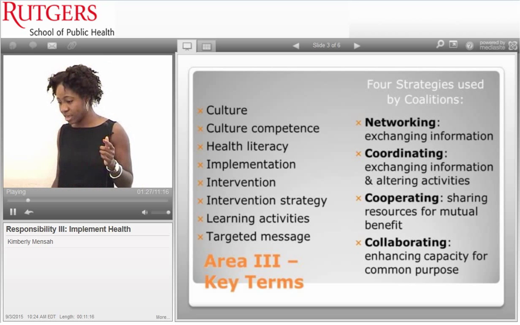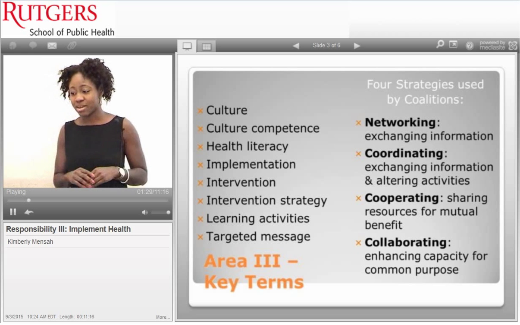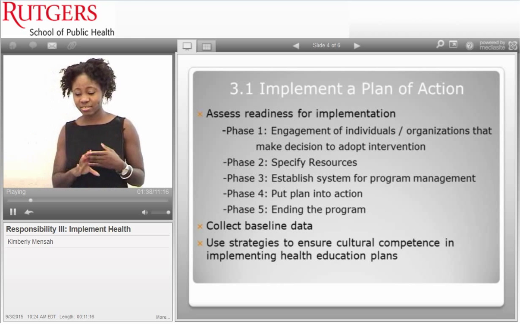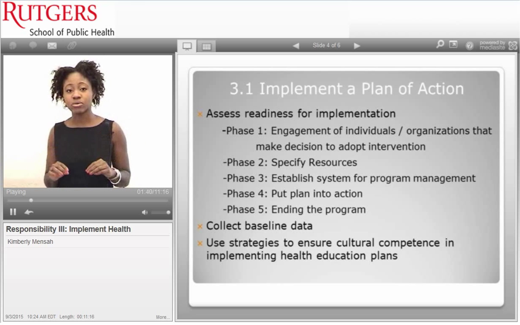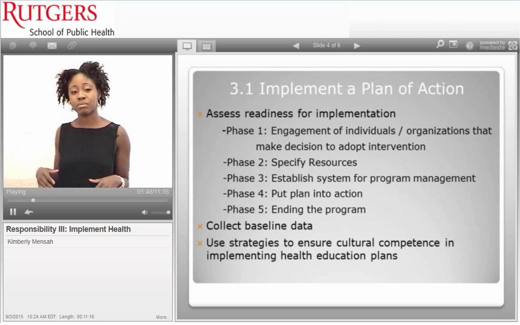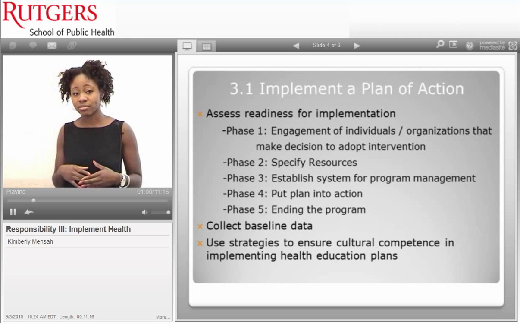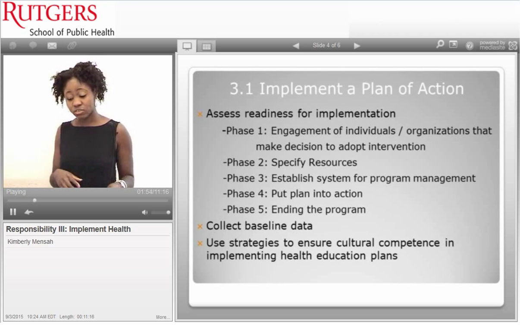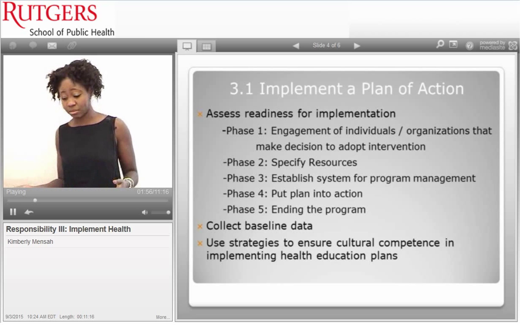So moving into 3.1, implement the plan of action. Are you ready to implement? This is actually broken down, again, into 4 phases. Phase 1, are your goals and objectives being met? We've spent responsibility 1 and 2 assessing, planning, and doing research. Now, when it's time to implement your program, are those goals and objectives that you've worked so hard to find being met?